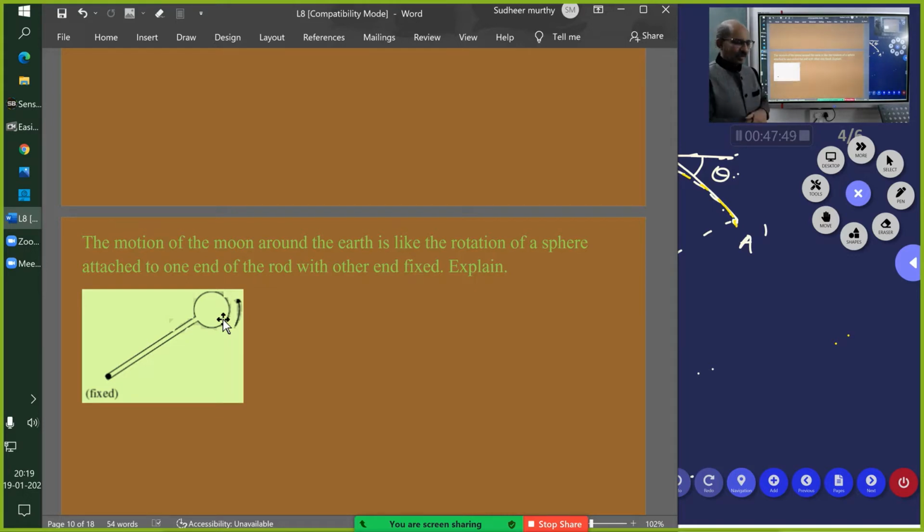We just now proved something. We proved that with respect to a point, if omega of A with respect to O is equal to omega of B with respect to O, which is equal to omega AB, then it is pure rotation. Now see whether that happens with the moon.